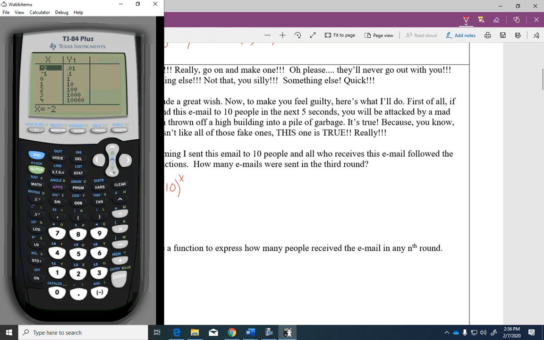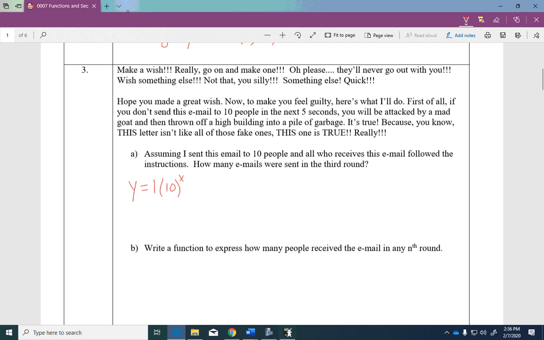And you can see one person starts it. After the first round, 10 people received it. After the second round, 100 people received it. After the third round, 1,000 people received it. And that's what they ask. How many emails were sent in the third round?